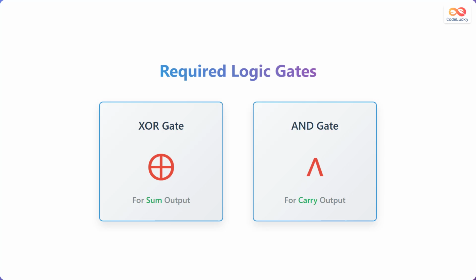To implement a half-adder circuit, we need two basic logic gates. First, we require an XOR gate. The XOR gate is used to produce the sum output. Second, we need an AND gate. The AND gate is used to produce the carry output. These two gates, when connected appropriately, form the half-adder circuit.